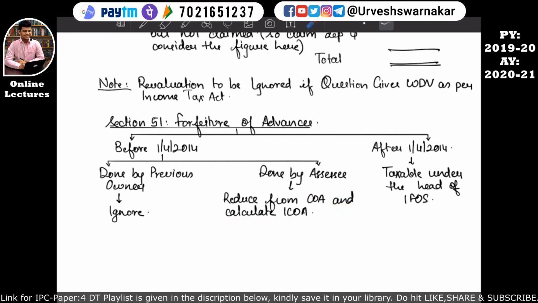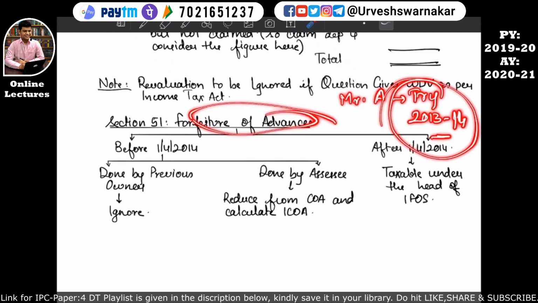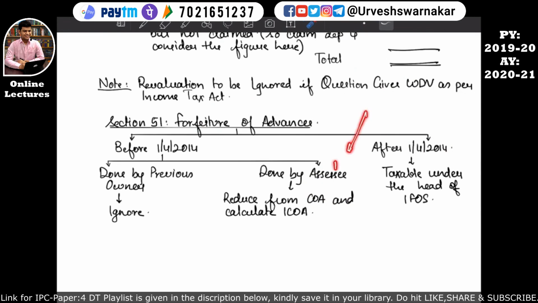But similarly, suppose Mr. A tried to sell this house property in 2013-14, but he could not sell and he forfeited a particular advance. But what he did later is he transferred this house property to his son, that is Mr. B. So if Mr. A is transferring the house property to Mr. B, and the previous owner, that is Mr. A, has already forfeited an advance, then it will not affect the assessee, that is Mr. B. He does not need to reduce this forfeiture of advance from the cost of acquisition, but this cost of acquisition can be taken from the previous owner only, that is Mr. A. I hope this is quite clear to you all.